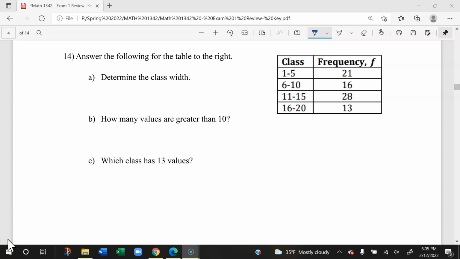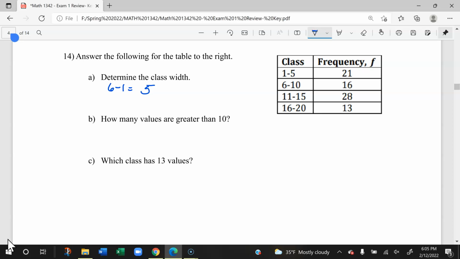Let's look at this table, and we want to determine the class width. Now again, the class width is the difference between the lower limits. So we're going to take 6 minus 1, and our class width is 5.